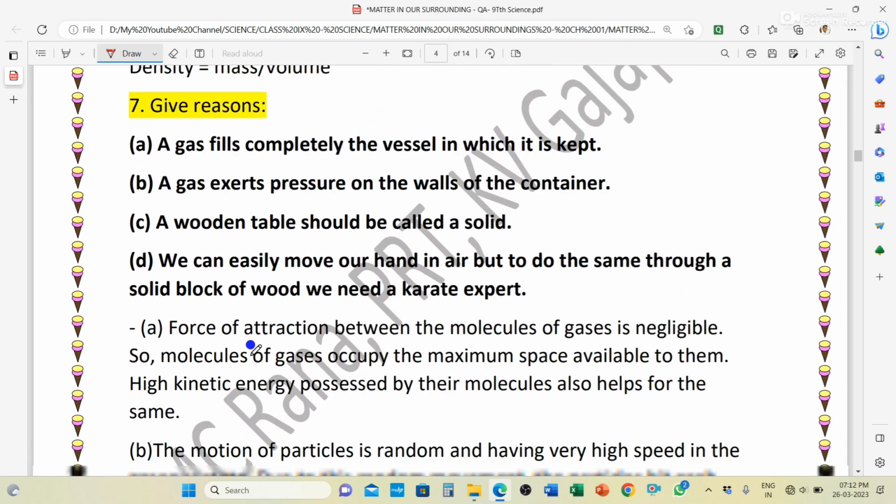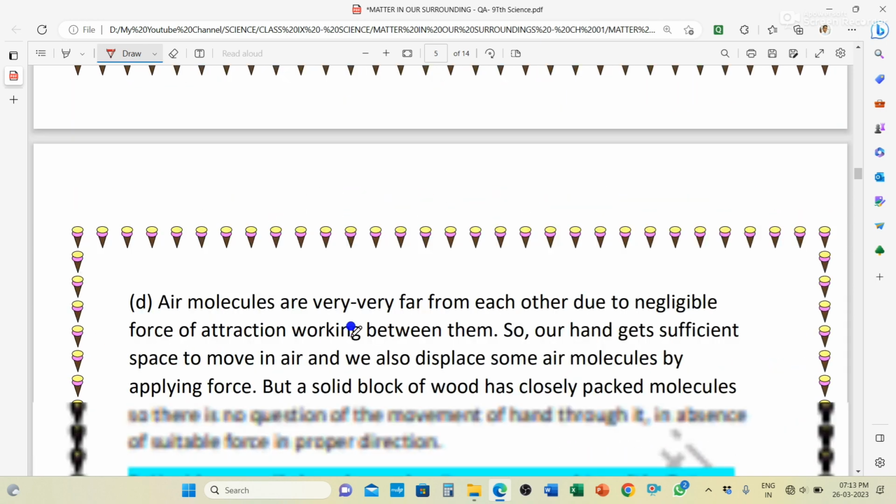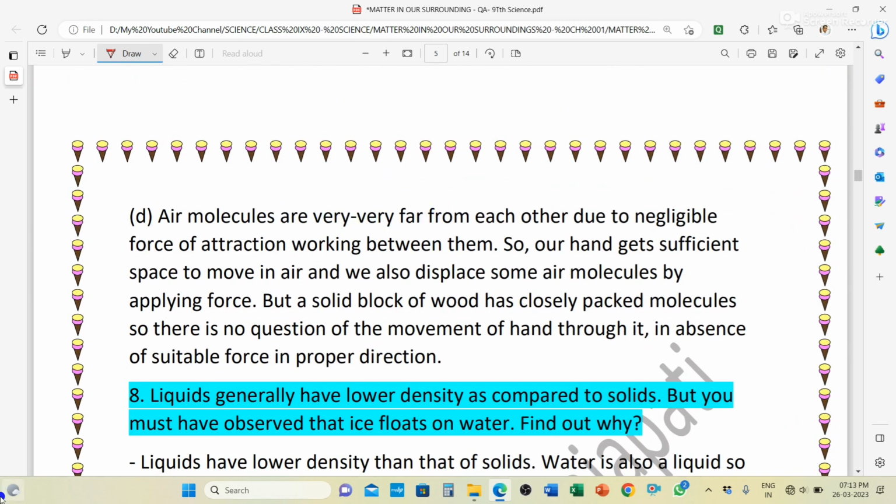Okay, then we can easily move our hand in air, but to do the same through a solid block of wood, we need a karate expert. Why? Air molecules are very far from each other due to the negligible force of attraction between them. The intermolecular force in gases is very least. So our hand gets sufficient space to move in air, and we also displace some air molecules by applying force.